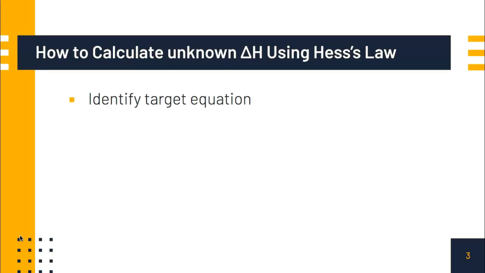So the first step is identifying your target equation. Look at the ones that you have, figure out which one you don't have an enthalpy change for. And as you're looking at that, it's probably good to note the number of moles of each reactant and product, because we already know that enthalpy is directly related and proportional to the molar ratios, molar quantities. So it's important to note numbers of moles of reactants and products.